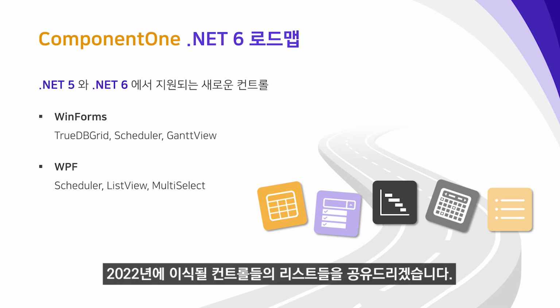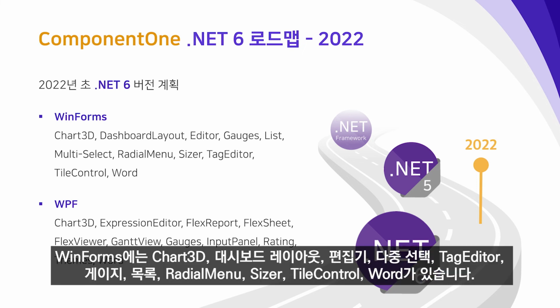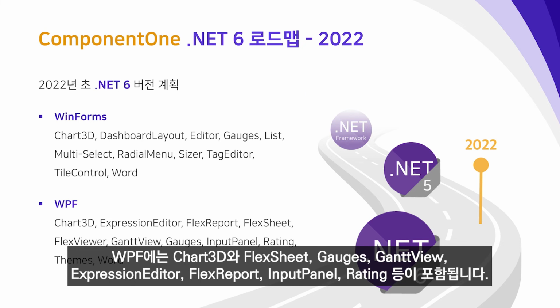So let me just share the list of controls that we still plan to port into 2022. So here are the controls that still remain that we'll complete in early 2022. So for WinForms, it's Chart 3D, Dashboard, Editor, Multi-Select, Gauges, Radial Menu Sizer, Tile Control, and Word. And WPF has 3D Chart as well, Flex Sheet, Gauges, Gantt View, Expression Editor, Flex Report, Input Panel, Rating, and such.